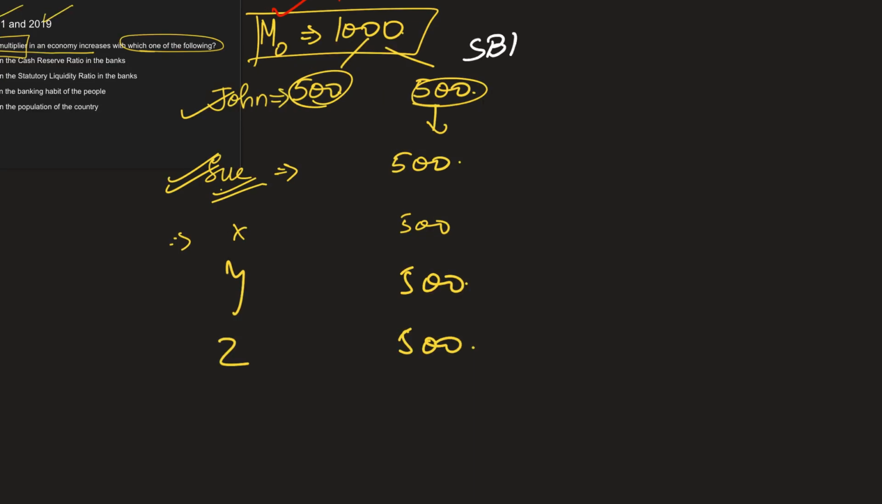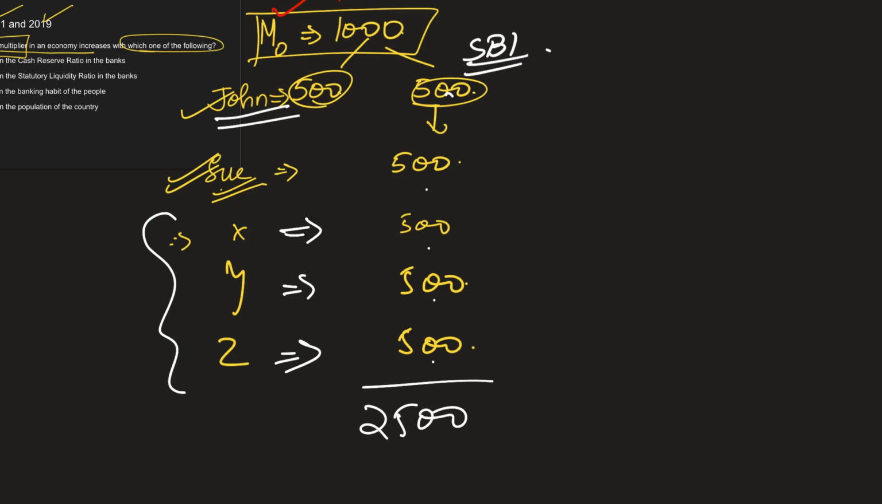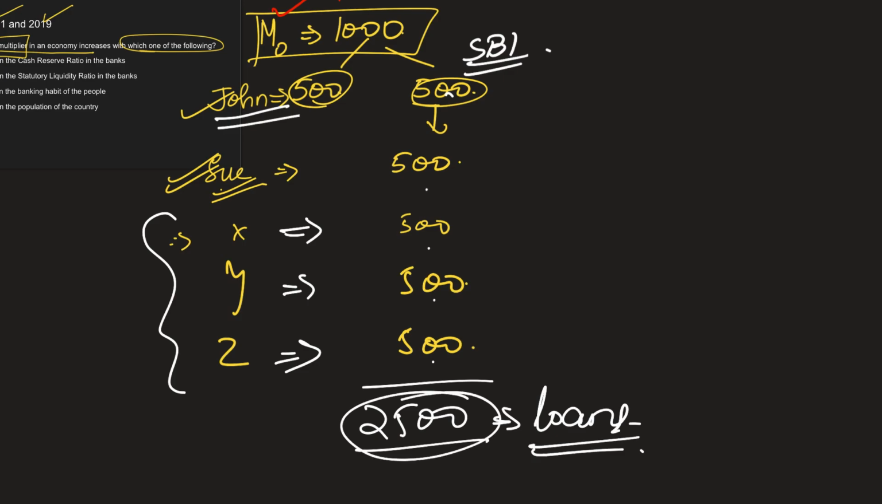Now let us take a look at SBI's business. In the prior example, there are only two persons involved, John and Sue. Now let's say there are more depositors, X, Y, Z. They got their money from different scenarios, and they deposited 500 each. So 1, 2, 3, 4, 5. There is a total amount of 2500 which SBI can use to give loans. Now it is quite possible that this entire 2500 is given to one particular business and that business completely failed. So this entire money gets stuck, right? Like in the previous example.